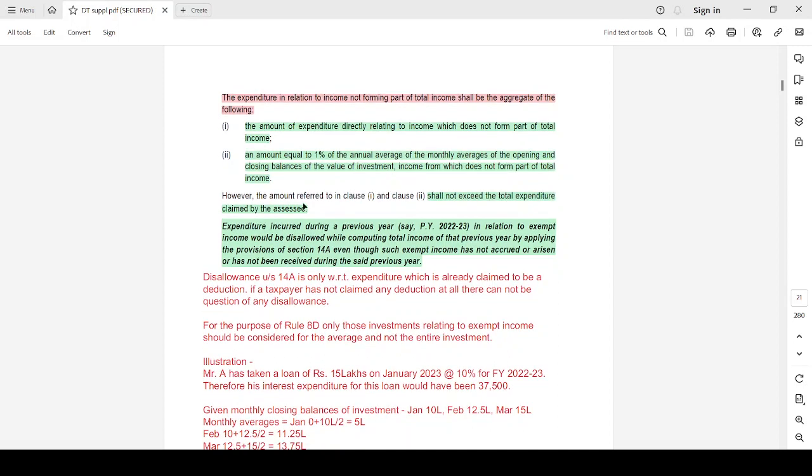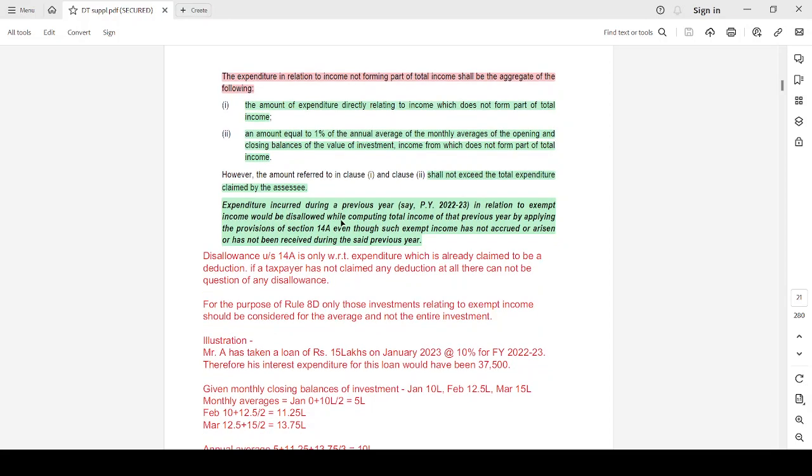Then, however, the amount referred to in clause 1 and clause 2 shall not exceed the amount of total expenditure claimed by the assessee. This should not exceed the amount claimed by the assessee. Expenditure, okay, this is an important point. Here again, expenditure incurred during a previous year, say 22-23, in relation to an exempt income would be disallowed while computing the income of that previous year by applying the provisions of section 14A, even though such income has not accrued or arisen or has not been received during this previous year.